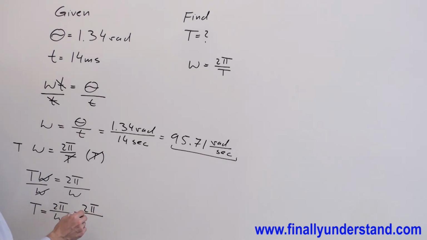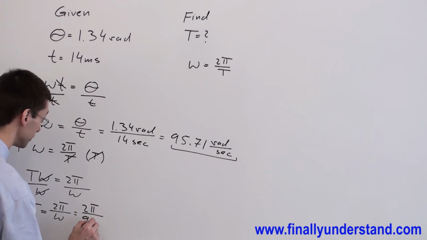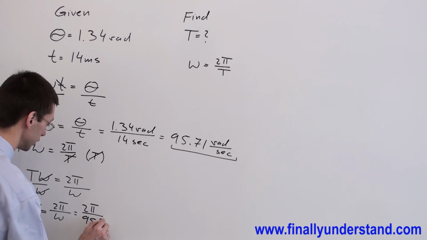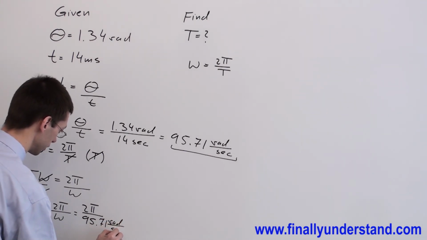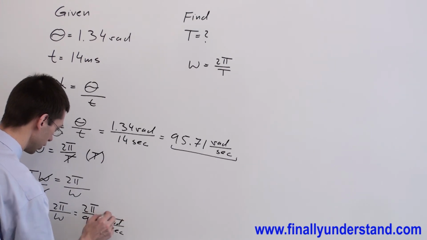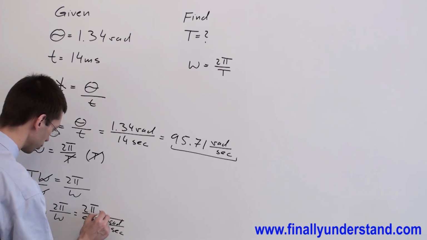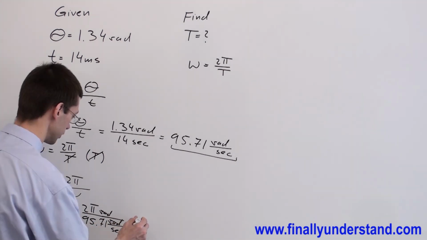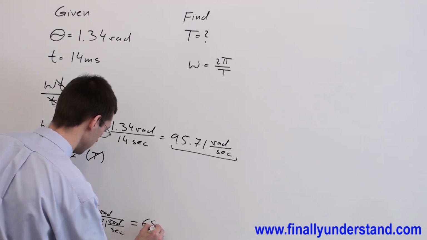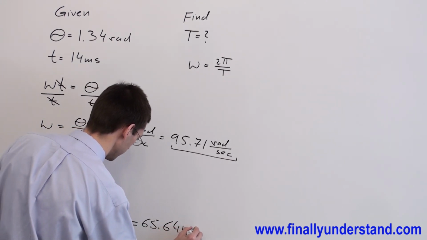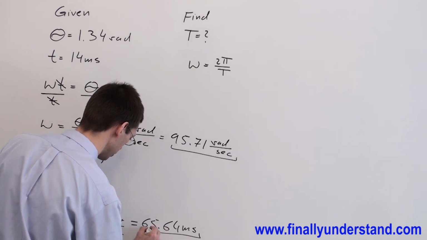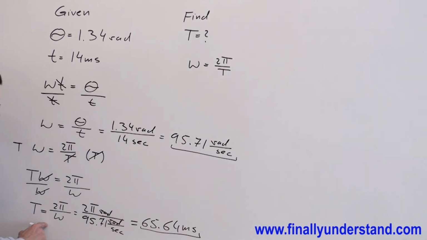Omega will cancel out, and the period is equal to 2 pi over omega, which is equal to 2 pi over 95.71 radians per second. 2 pi is expressed in radians. Radian and radian will cancel out. This is equal to 65.64 milliseconds. This is the period, and this is the solution to my problem.